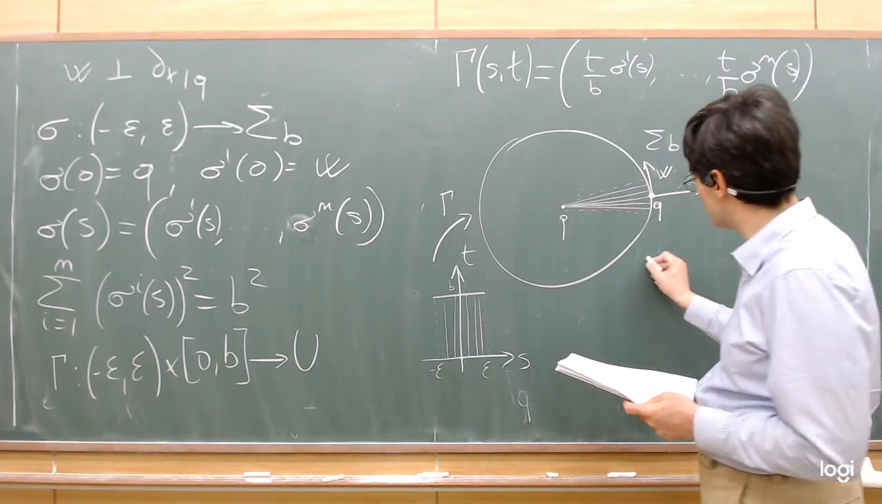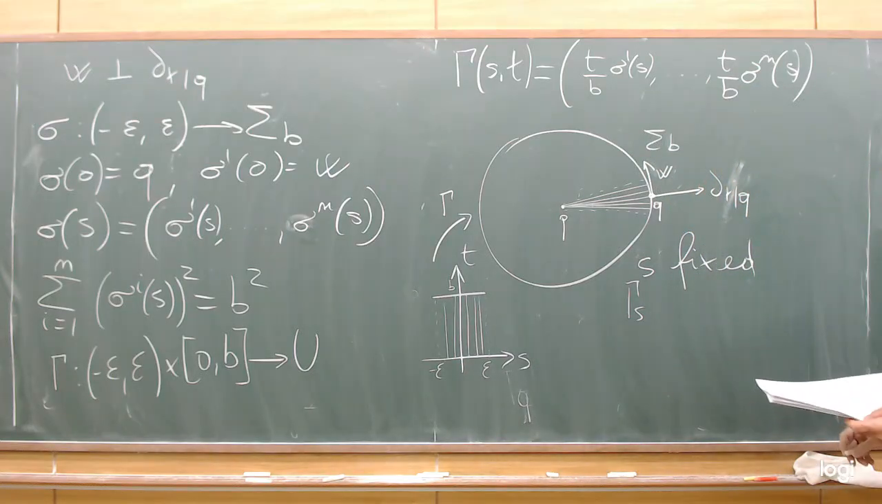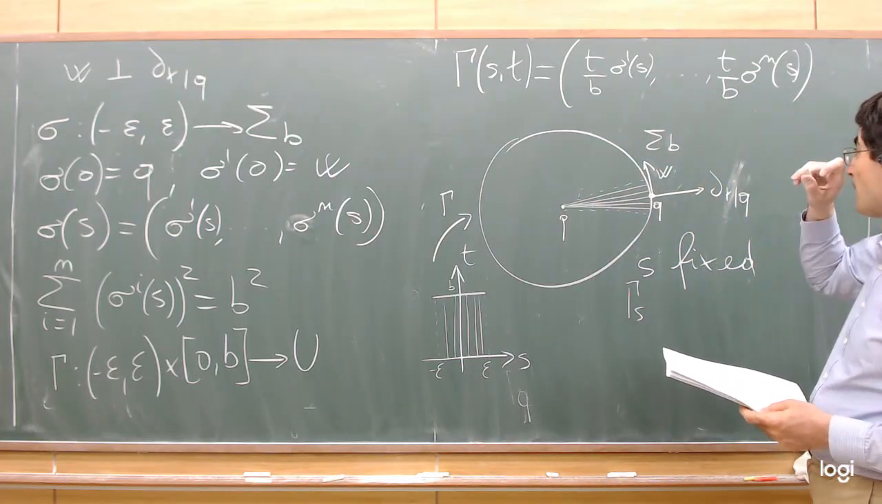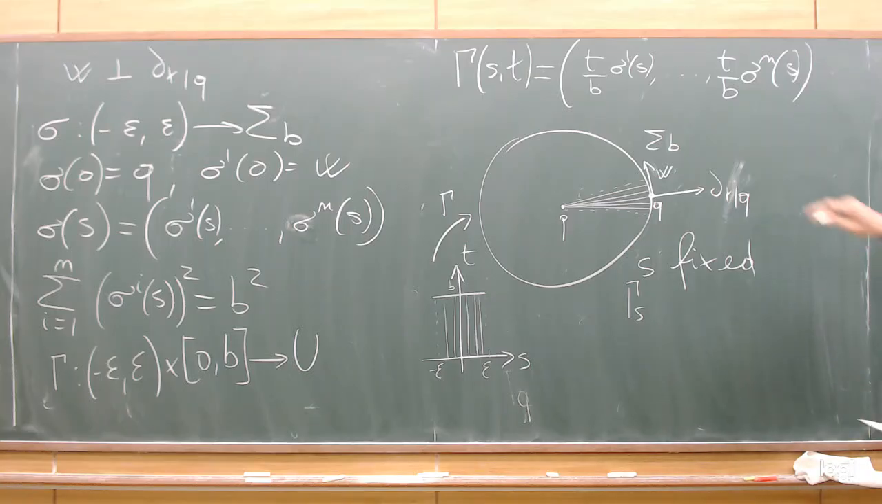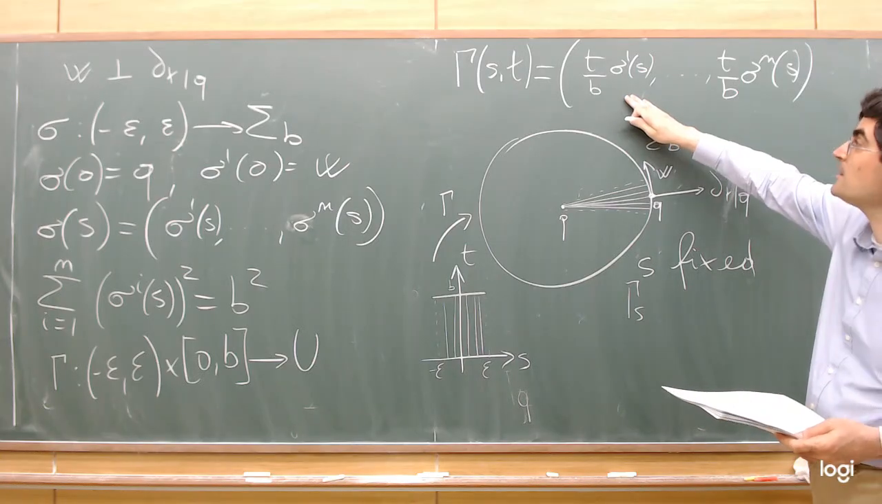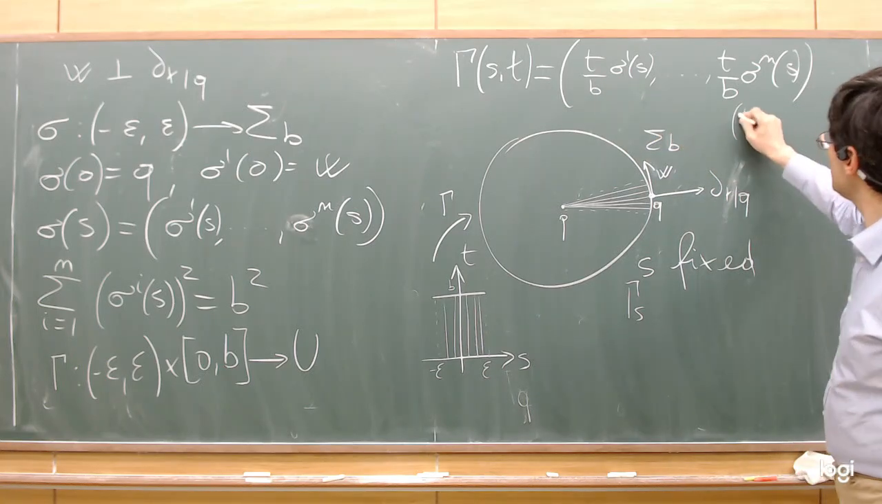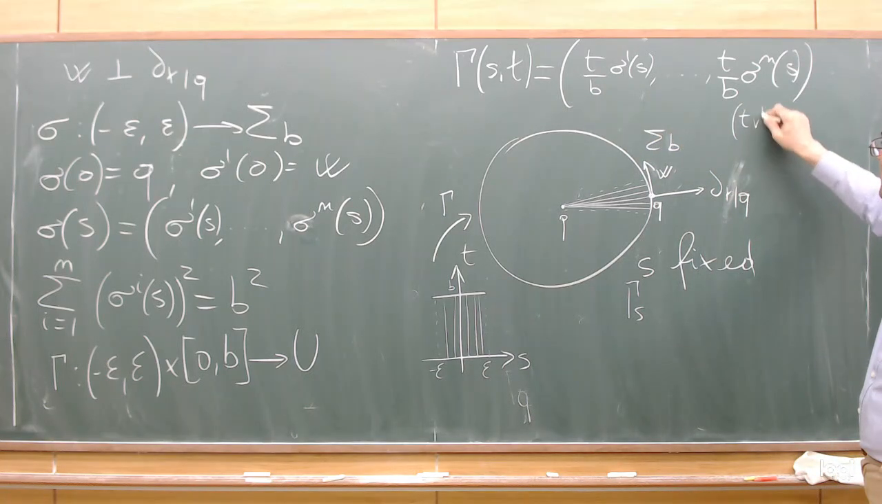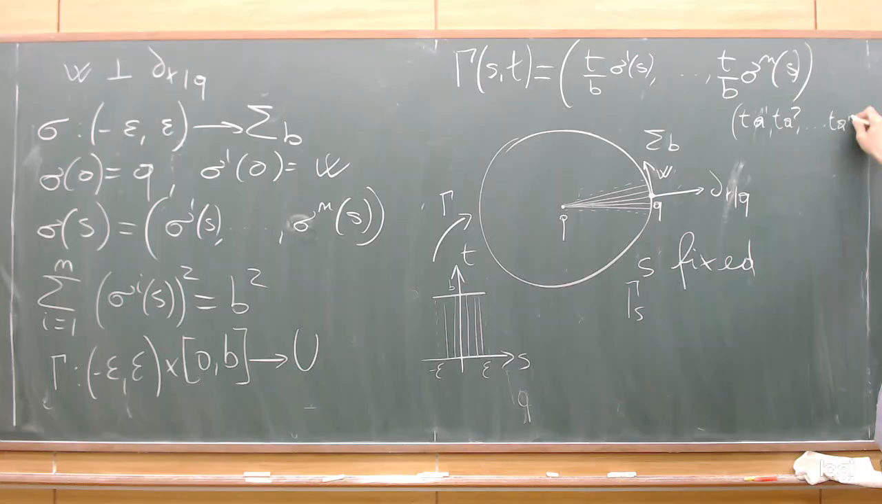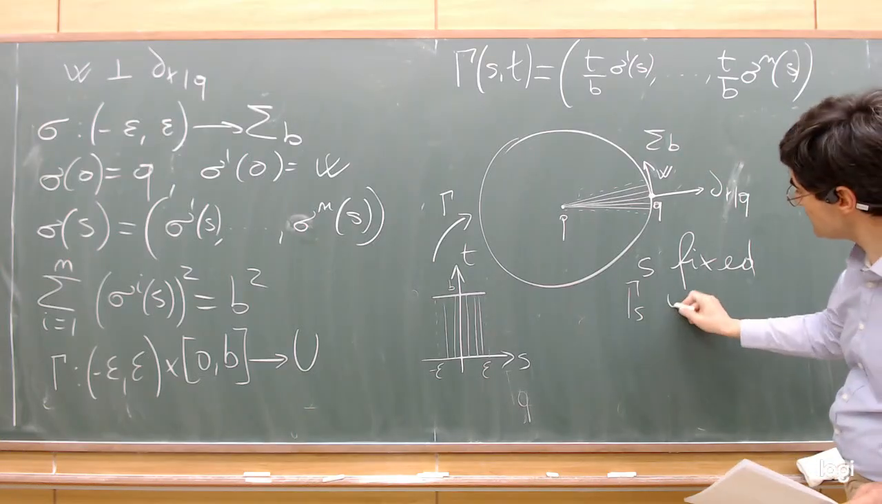So if we fix s, gamma_s is a geodesic. This follows from the fact that in local normal coordinates, a geodesic has the form (tA1, tA2, ..., tAn). This is exactly what we have here. So gamma_s is a geodesic.